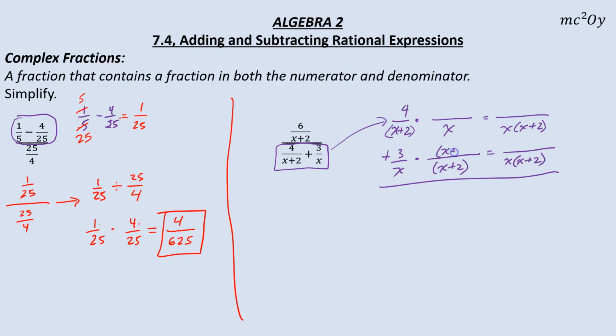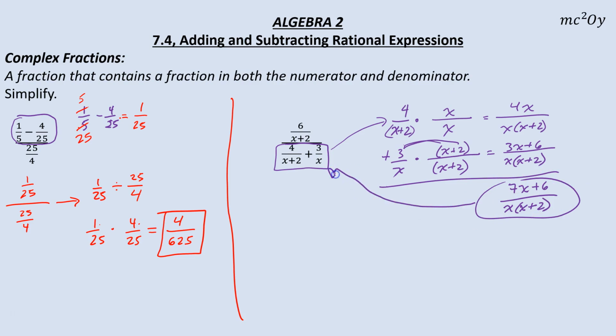And I need to multiply this by x plus 2. So I get 3x plus 6. Now notice I just did the quick distributive property. And I need to multiply this by x, and I get 4x. Add down, I get 7x plus 6 over x times x plus 2. So now my new problem, this is that, right? So I have the numerator, 6 over x plus 2, divided by 7x plus 6 over x times x plus 2.